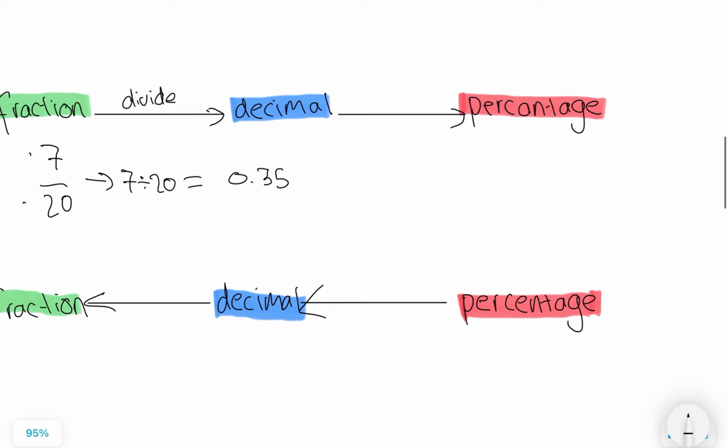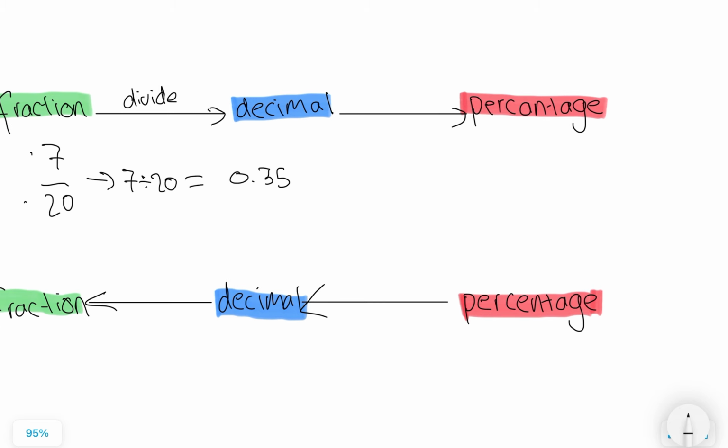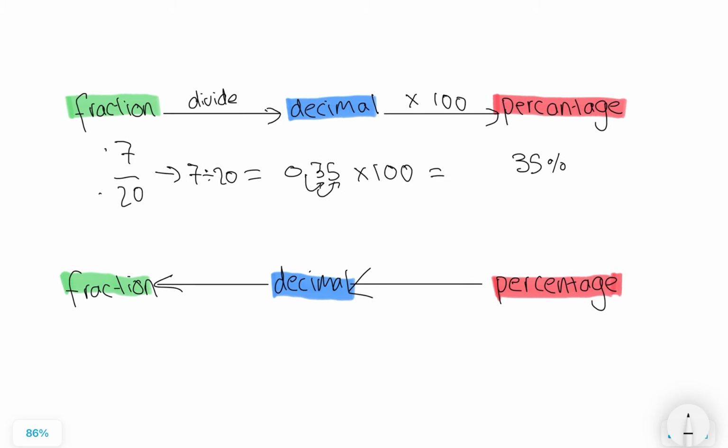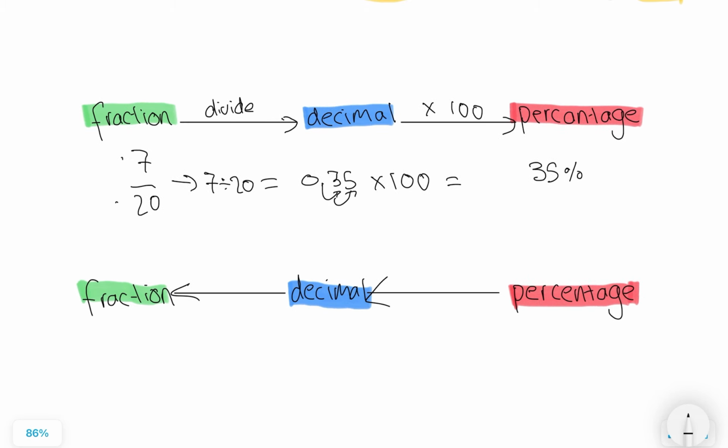Next up, let's talk about percentage. What you have to do is just times your decimal by 100. So say we have 0.35 here, what you have to do is times it by 100. So we move the decimal place 2 places, because there's 2 zeros, and that gives us 35%. Converting a decimal to a percentage is easy. Just remember to move the decimal place 2 places to the right.